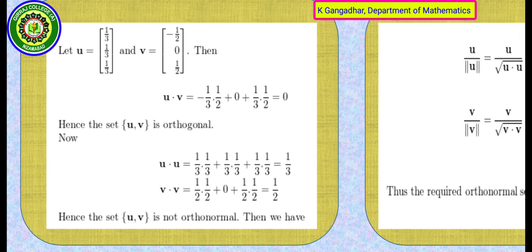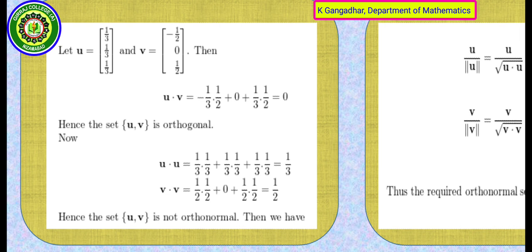So we find the u dot v value: 1 by 3 into minus 1 by 2, plus 1 by 3 into 0, plus 1 by 3 into 1 by 2. We get 0. U dot v equals 0 means u comma v are orthogonal vectors. Next we find the inner product of the same vectors, u dot u and v dot v. So u dot u equals 1 by 3 and v dot v equals 1 by 2, not equal to 1.